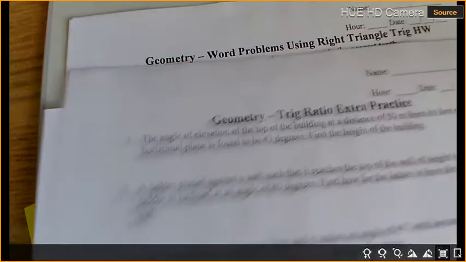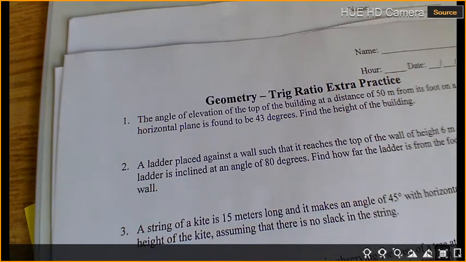The angle of elevation of the top of a building at a distance of 50 meters from its foot on a horizontal plane is found to be 43 degrees. Find the height of the building.